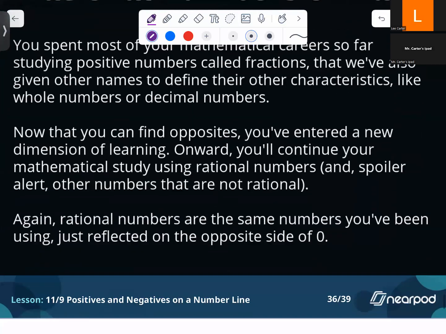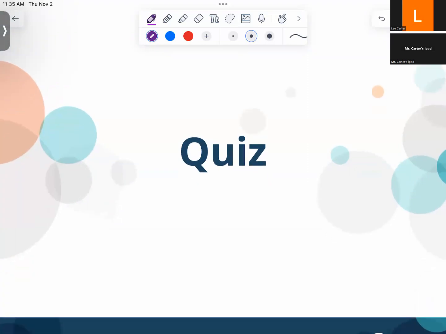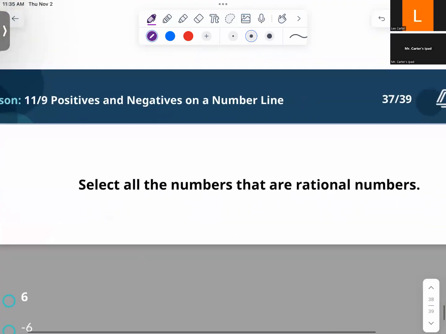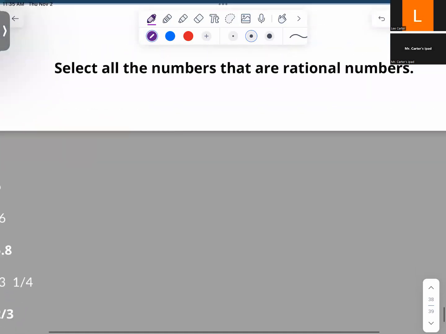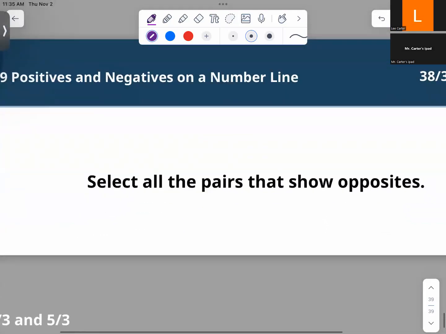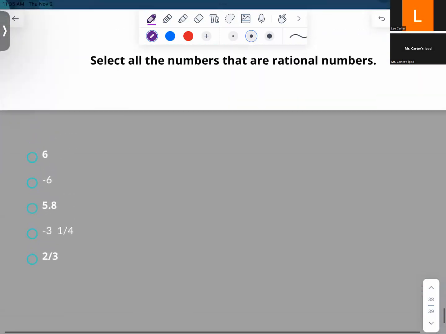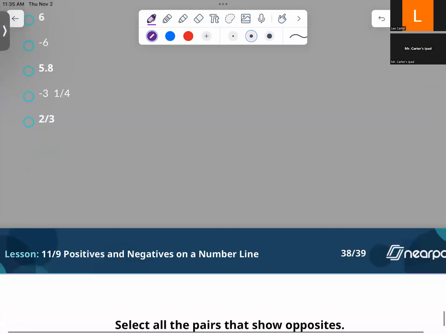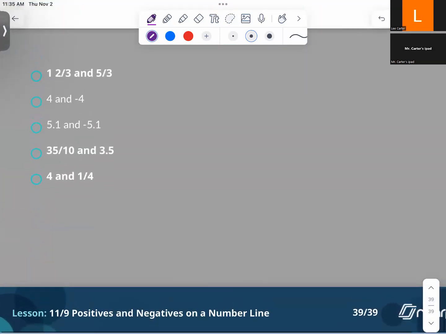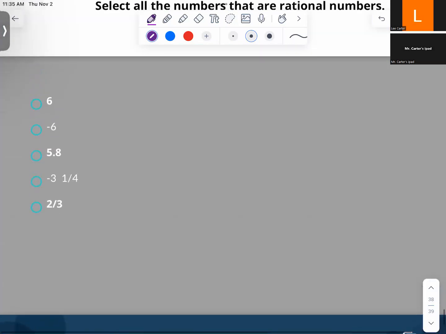Okay. Is all it's saying there. All right. So we got a couple of questions here. See how well you get this, and we'll finish this up. All right. We're supposed to select all the numbers that are rational numbers and all the pairs that are opposites. Okay, that's what you're doing here. And I don't think mine has the answer in here, so once you've done it, I'll go over the answer.